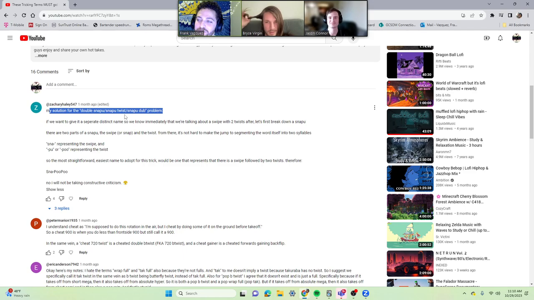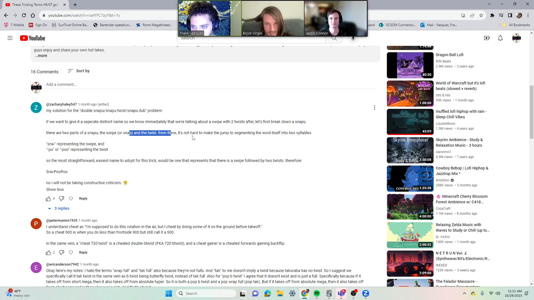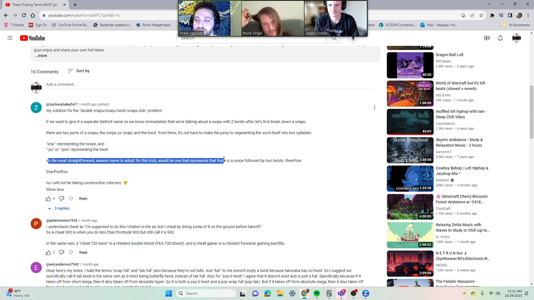My solution for the double snapu, snapu twist, snapu dub problem. If we want to give it a separate, distinct name, we know immediately that we're talking about a swipe with two twists after. Let's break down a snapu. There are two parts of the snapu, the swipe or the snap, and the twist. From there, it's not hard to make the jump to segmenting the word itself into two syllables. Snap representing the swipe and poo representing the twist. So the most straightforward, easiest name to adopt for this trick would be that, which represents that there is a swipe followed by two twists. Therefore, snap poo poo. No, I will not take constructive criticism.